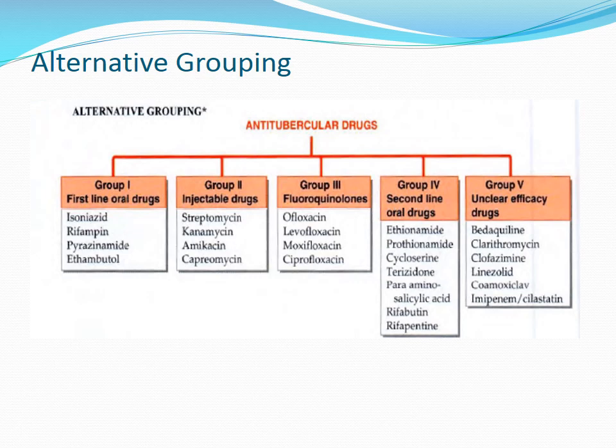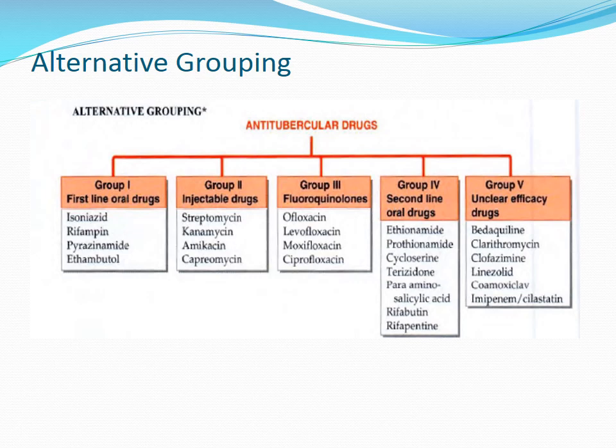Group three includes the fluoroquinolones: ofloxacin, levofloxacin, moxifloxacin and ciprofloxacin. Group four includes the second line drugs which are given by the oral route: ethionamide, prothionamide, cycloserine, terizidone, paraaminosalicylic acid, rifabutin and rifapentine. Ethionamide and prothionamide have the same chemical structure, and cycloserine and terizidone also have the same structure, so there may be cross resistance among these two drugs. So either ethionamide or prothionamide can be given in tuberculosis, or either cycloserine or terizidone, but not both in a single individual patient.